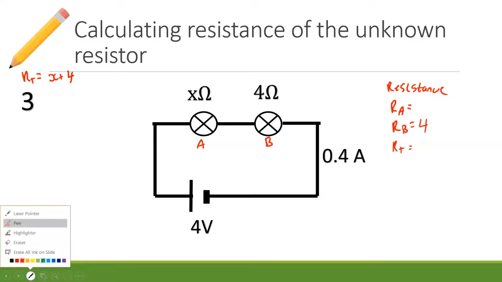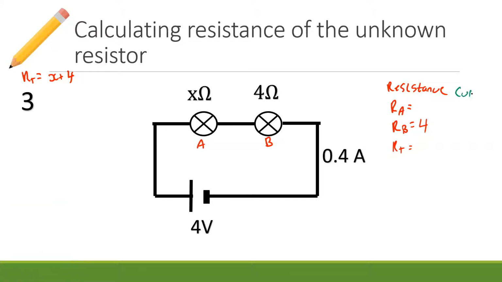Let's talk about the current. So the total current. Can someone tell me what is the total current, and then what is the current through A, and what is the current through B? What is the current? 0.4. Thank you, Jason. It is 0.4 amps is the total current. And because it's a series circuit, it's 0.4 through A and it's 0.4 through B. The total current is 0.4 everywhere.